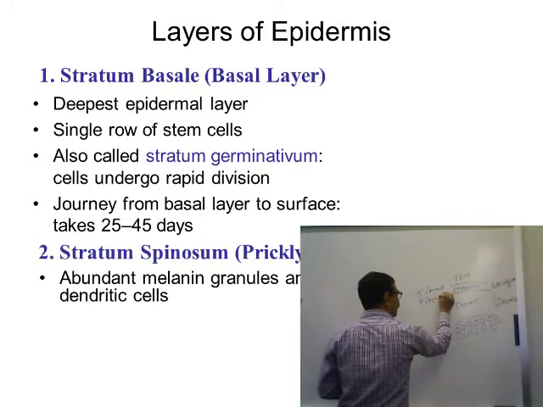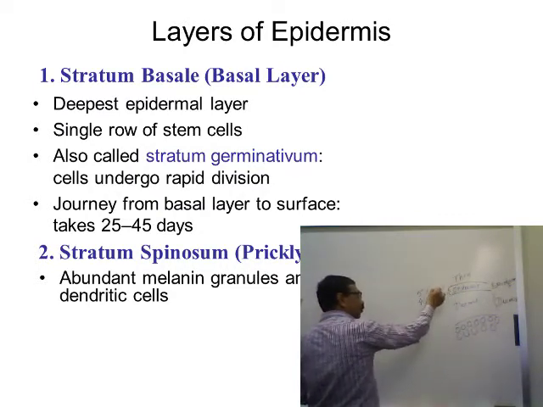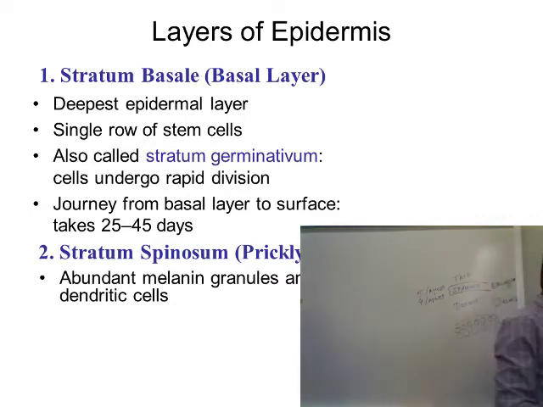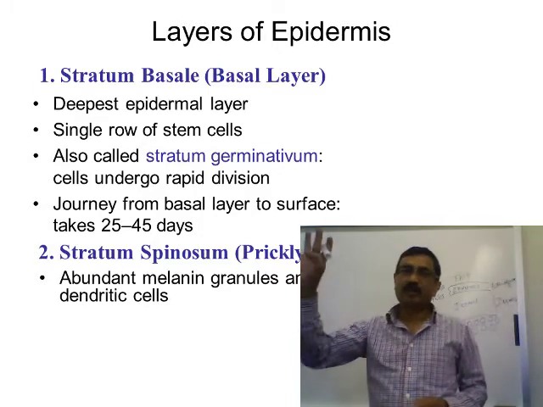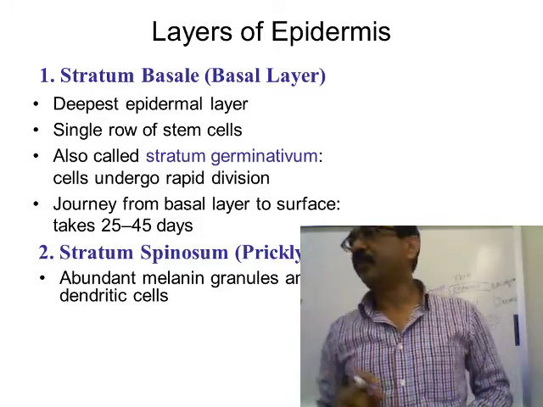Although you see, epidermis is thin and dermis is much thicker than the epidermis, but epidermis has more layers in it. In thick skin epidermis, you have 5 layers. In thin skin, you have 4 layers. So, in the epidermis, you have 4 or 5 layers depending on the type of skin. In thin skin, you have how many? 4. In thick skin, you have 5. Okay.